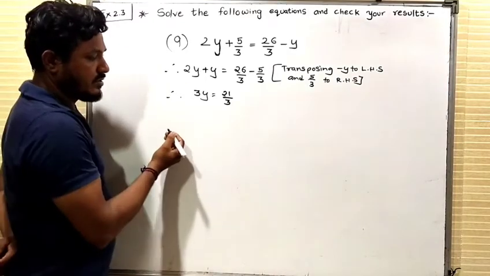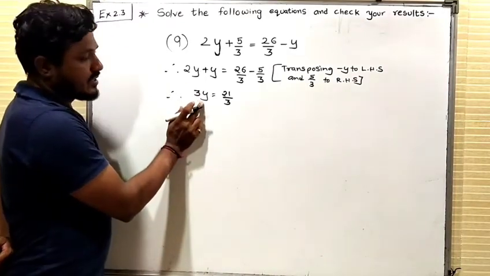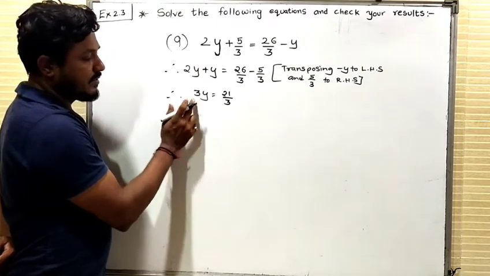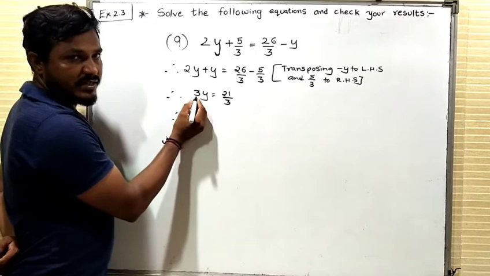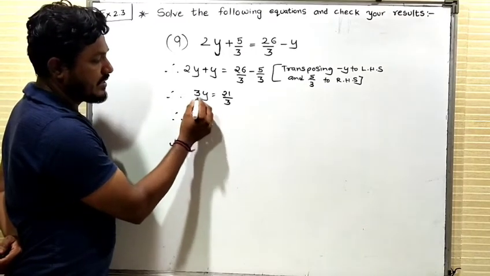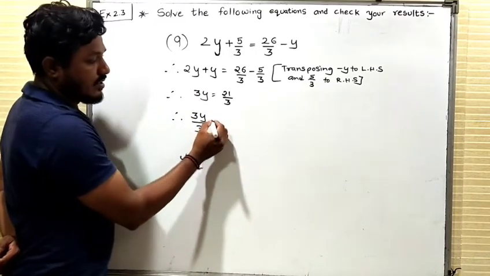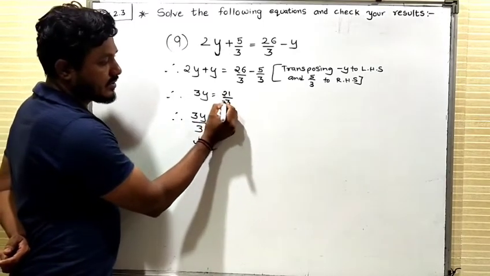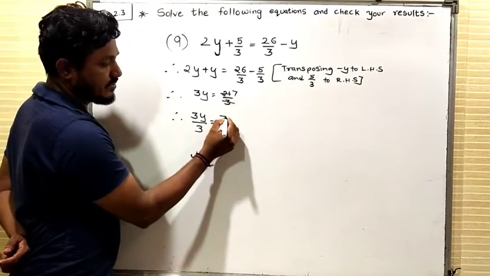Now dear student, as I want to find the value of this variable, here 3 is there, it is in multiple form. I need to eliminate this 3, so I will divide this 3y by 3. Now try to reduce this value if it is possible. 3 7s are 21, write down 7 over here.